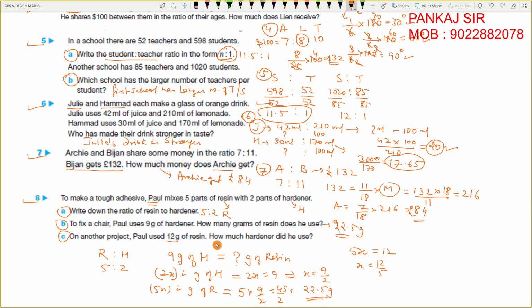Now we use this x value to find the hardener. Hardener should be 2x, which is 2 times 12 over 5. This works out to 24 over 5, which gives you 4.8 grams. The answer for this is 4.8 grams.